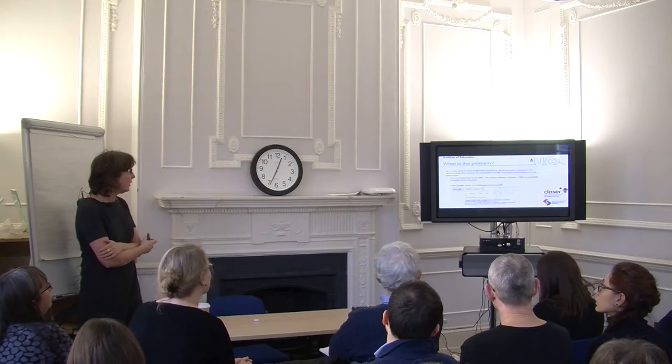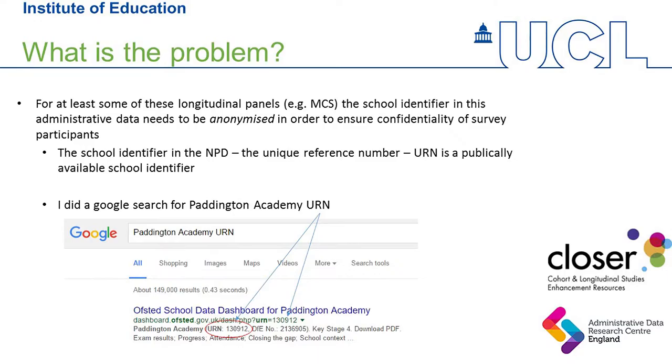For instance, the MCS, we've only just got the second wave of age 11 data link, but there are some problems with administrative data and administrative data linkage which we feel need to be solved if you're going to use these linkages to the full effect. So what's the problem? Like with all administrative data sets, the National Pupil Database is set up for the Department for Education for specific purposes, and they don't always align with what we might want in terms of using research with this data, and in particular when we link to survey data.